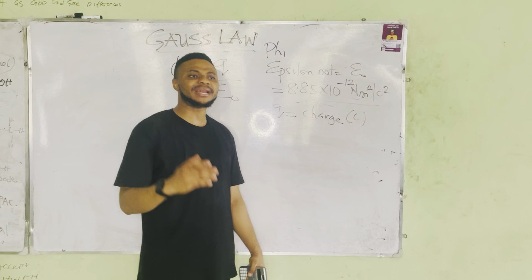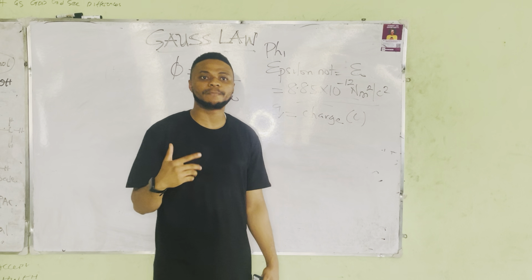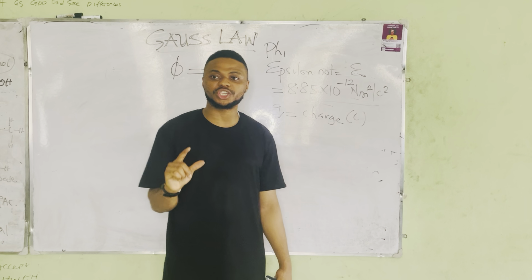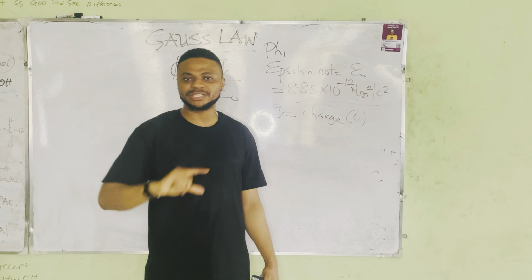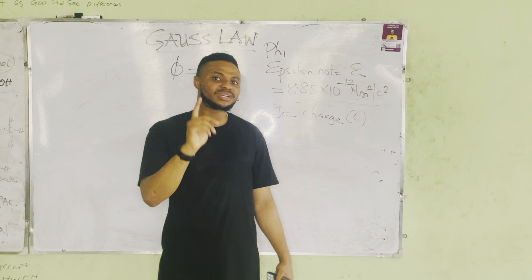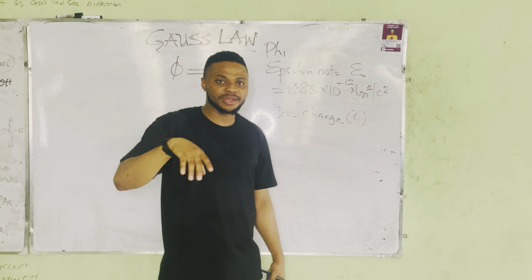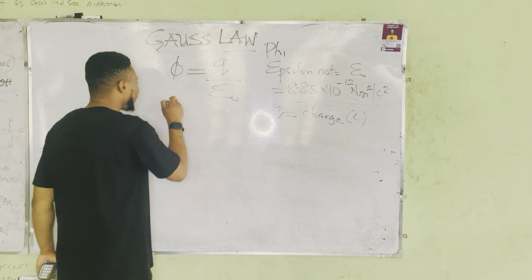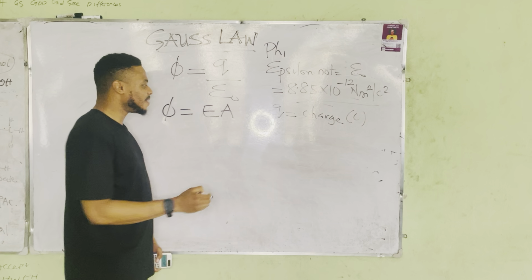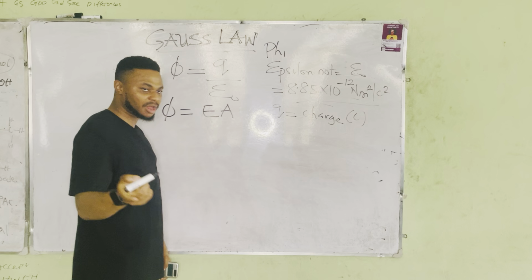So now what then is electric flux? Electric flux is generally defined as the product of the electric field intensity and the cross-sectional area of that particular material. So a particular material has an electric flux when it has an electric field intensity and a cross-sectional area. So the electric flux is E times A, which is EA. Now E is electric field intensity, A is cross-sectional area.